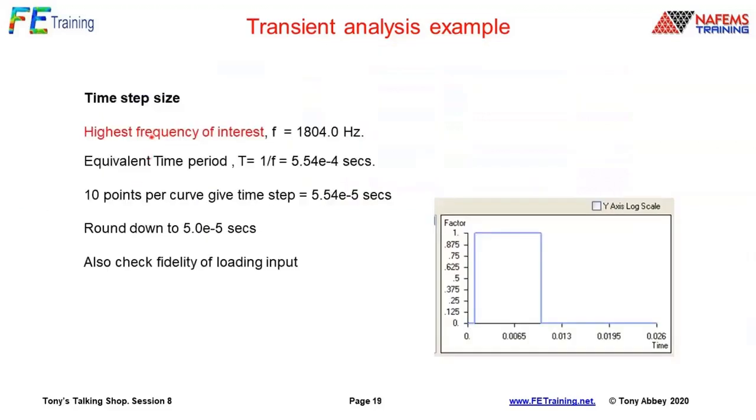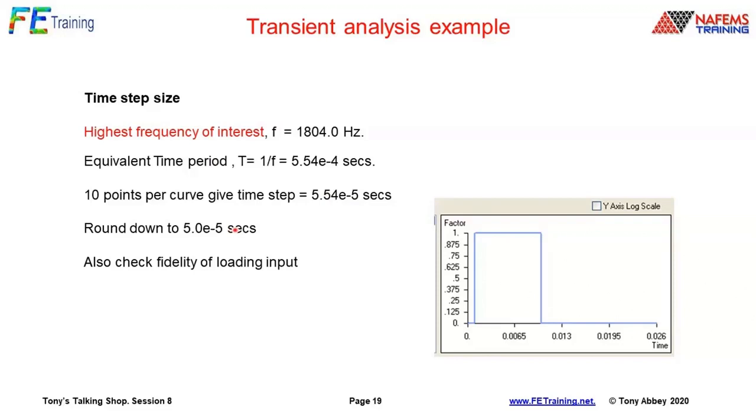For the time step size, the highest frequency of interest I've said is going to be 1804 Hertz. Turn that upside down into a time period, 5.5e-4 seconds, and that would give me one full oscillation. I want a minimum of 10 time steps to describe that oscillation. Remember, this is the highest frequency of interest. So I divide that by 10, I get 5.5e-5. I round down because we like nice numbers if we're going to be plotting and comparing plots and so on. So that will give me 5e-5 seconds. So there's very simple logic there.